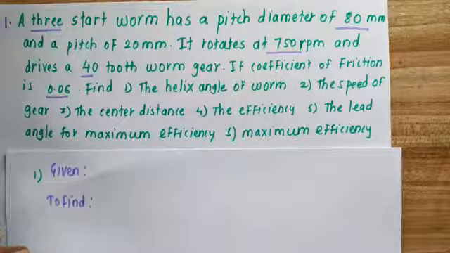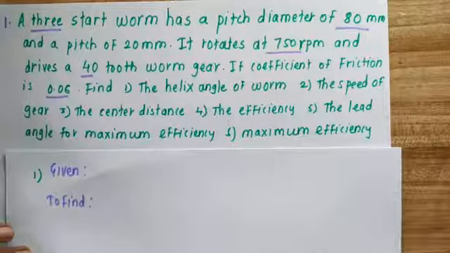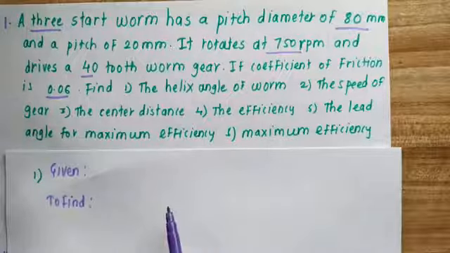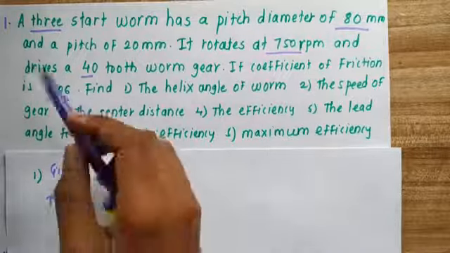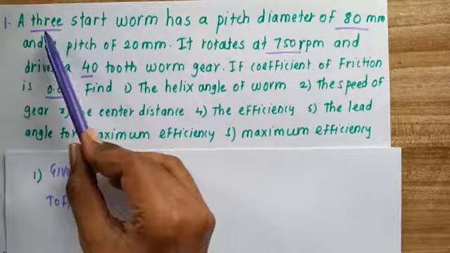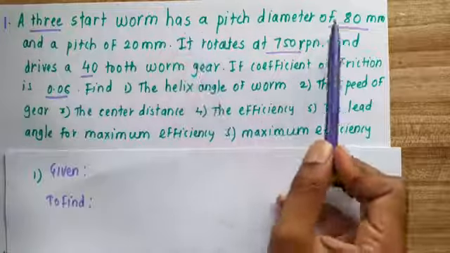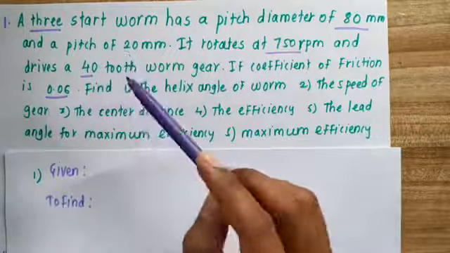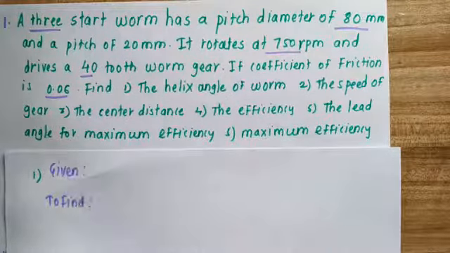Hello everyone. So today we'll see a numerical on worm and worm wheel. So this is the numerical in front of you. What is given is a 3-start worm has a pitch diameter of 80 mm and a pitch of 20 mm. As we know, I am writing here the given data and what to find out.